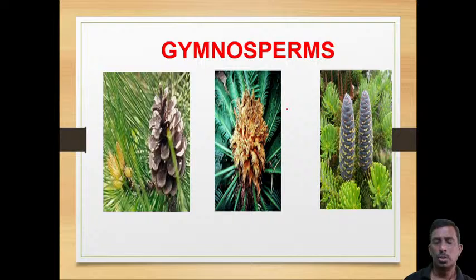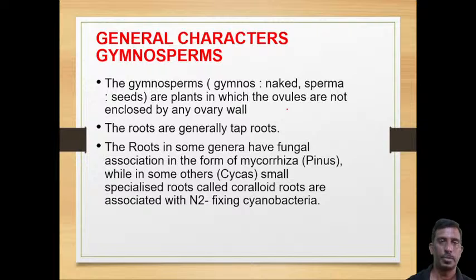Okay. So Gymnosperms come under the phanerogams, that is, seed producing plants. Gymno means naked, without covering, and sperm means seeds, where ovules are not covered by the ovary wall.